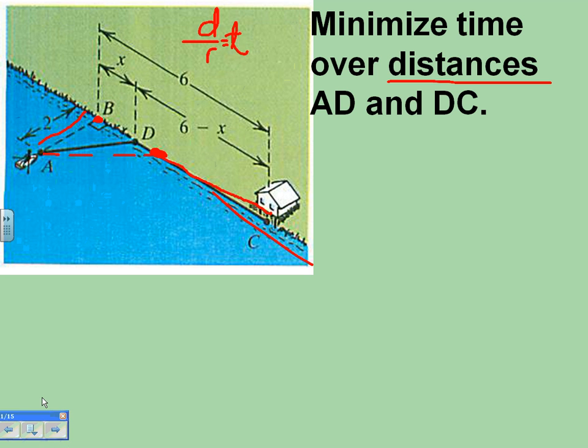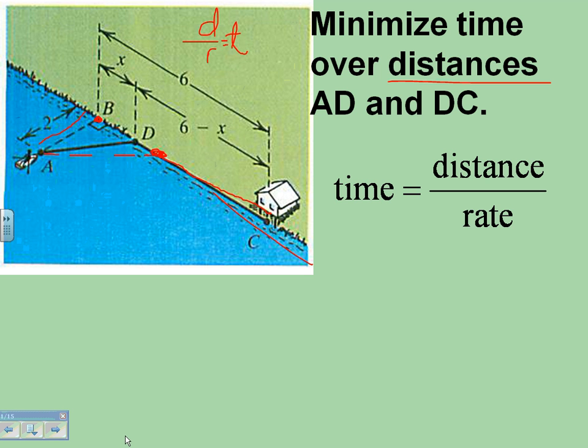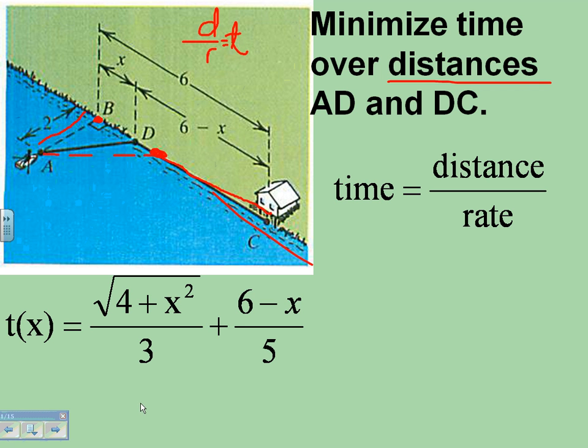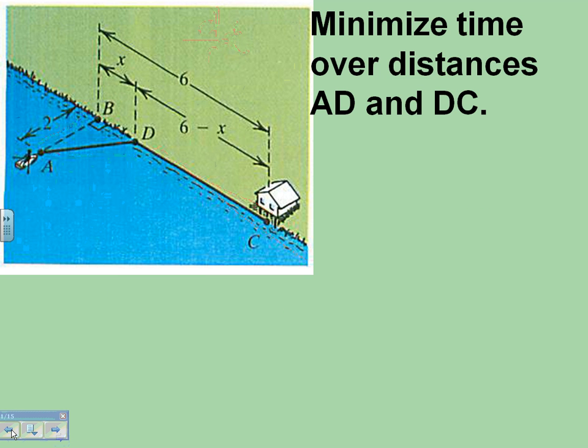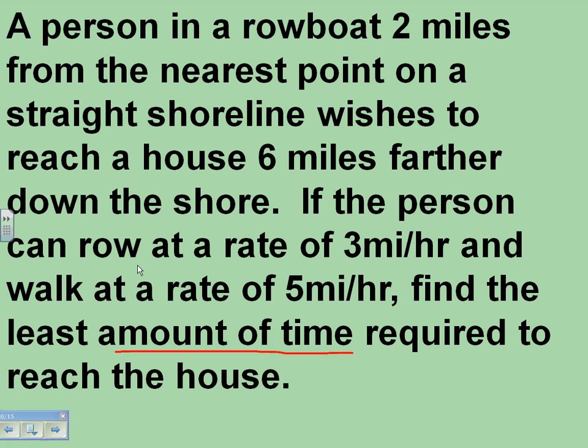All right? So, anyway, time equals distance divided by the rate. We've already talked about that. You have to find the best point to go ashore. I don't think it's at point B. That'd be ridiculous. So, the square root of 4 plus x squared, where'd that come from, divided by 3? Where the heck did that come from? Time. Distance divided by rate. Oh, the 3? That came from the rowing rate. The 5? That came from the walking rate.